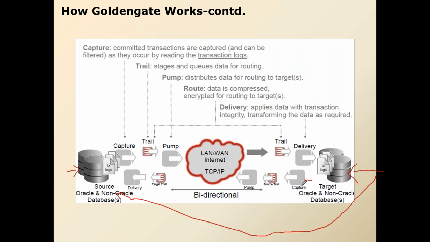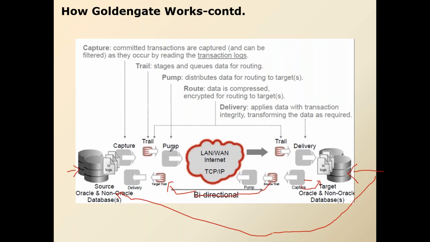This extract process will read the data from the transaction logs of the database, capture the data and write it to the local trail on site 2. Once the data becomes available in the local trail, the pump process configured on site 2 will read the data from the local trail, send it over TCP/IP network and write it to the remote trail on site 1. Once the data becomes available in the remote trail on site 1, the replicate or delivery process configured over here will apply the data to site 1 upon reading the remote trail file.